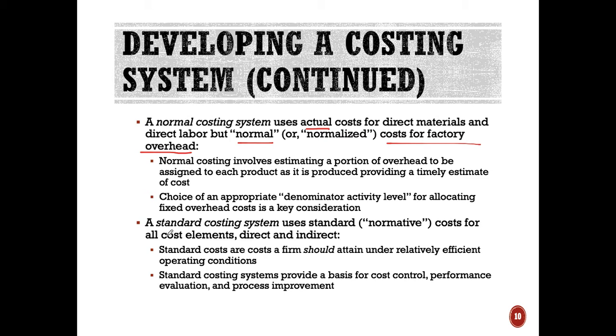And for standard costing, a standard costing system uses standard or normative cost for all cost elements, direct and indirect. Standard costs are costs a firm should attain under relatively efficient operating conditions. A standard costing system provides a basis for cost control, performance evaluation, and process improvement.